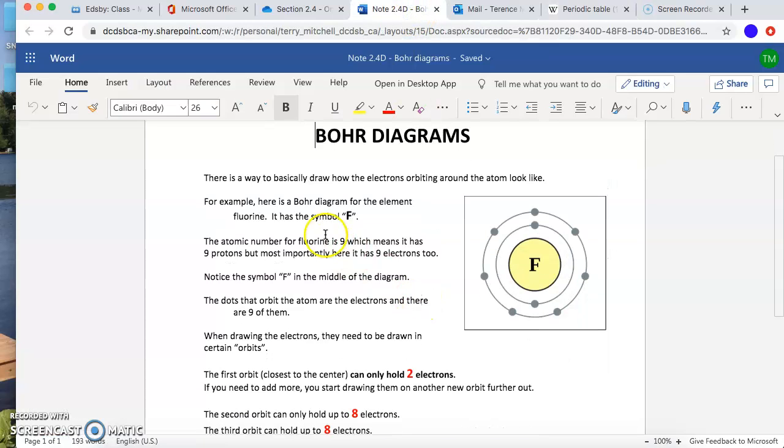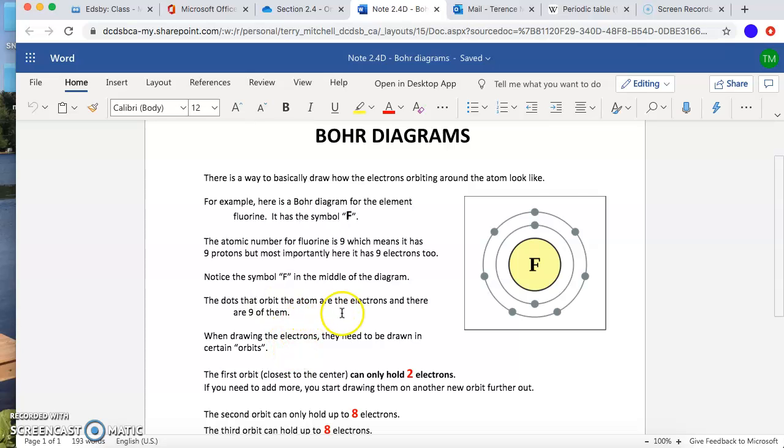So, it says here the atomic number is 9, which means it has 9 protons, but it also has 9 electrons to make it neutral. The pluses and the minuses have to equal each other. And we can also do the math, and we know that it has 10 neutrons. And I'll show you this in a little video.